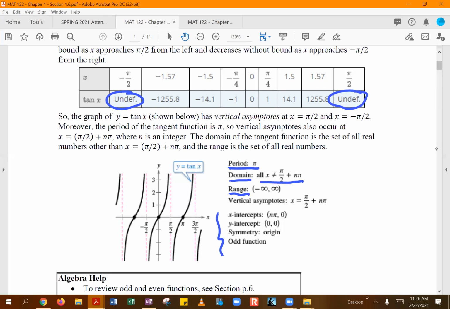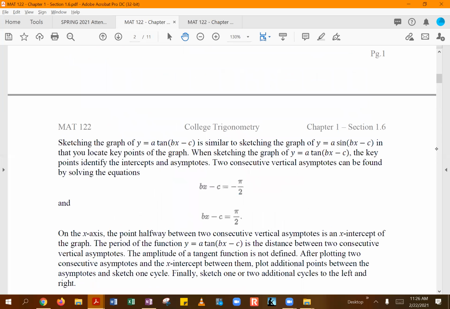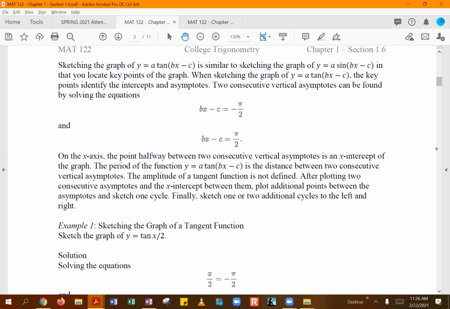The range for your tangent function is going to be negative to positive infinity, and then just some other information. When you are trying to define where your vertical asymptotes are going to be, we actually need to use these two equations to figure out where those vertical asymptotes are going to be. If this is the basic form of your tangent function, then for the vertical asymptotes, we can use these two equations.